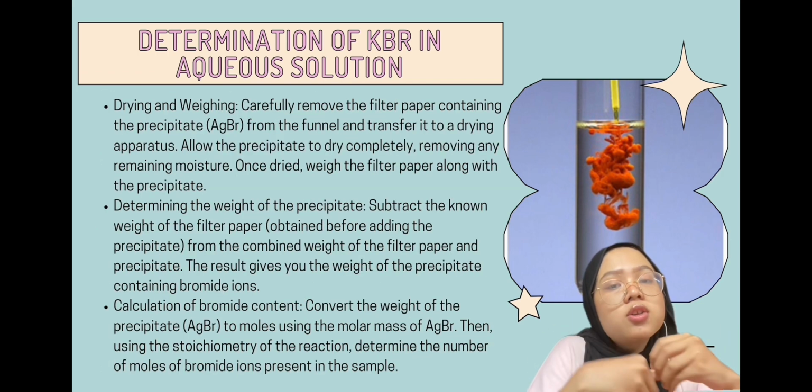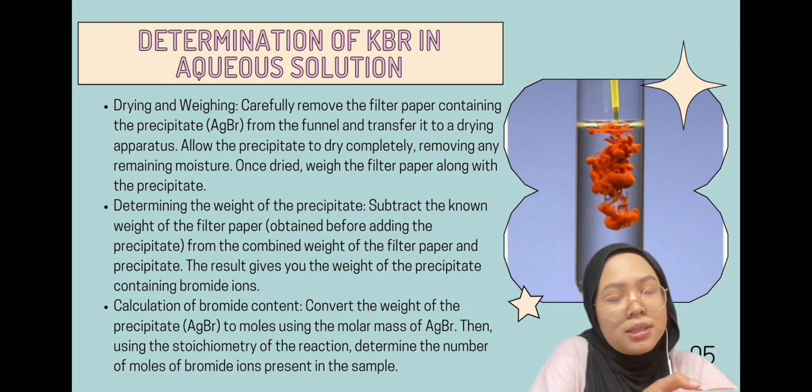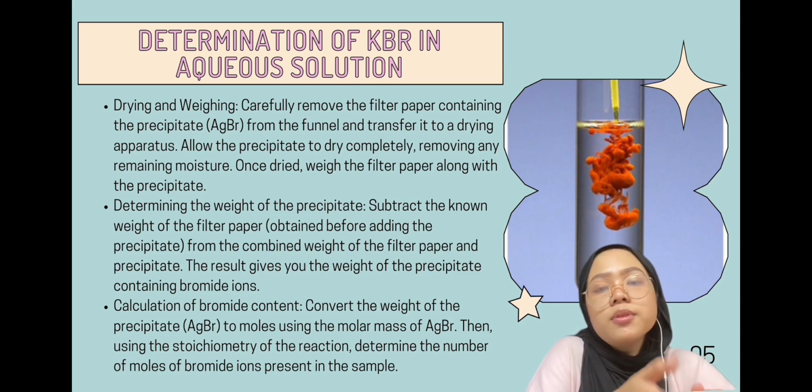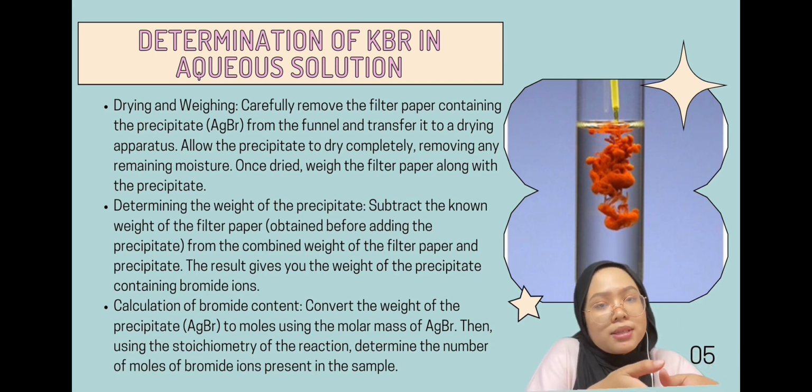After the precipitate is completely dried, the combined weight of the filter paper and precipitate is determined. To calculate the weight of the precipitate containing bromide ions, the known weight of the filter paper obtained before adding the precipitate is subtracted from the combined weight. The result provides the weight of the precipitate, which contains the bromide ions.